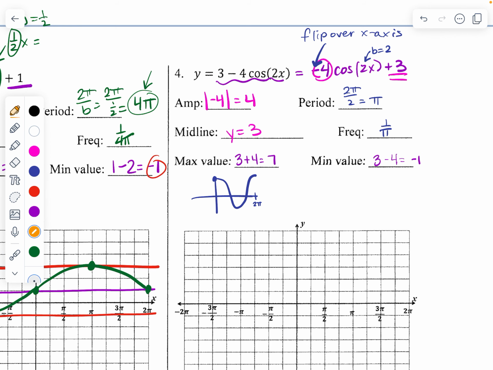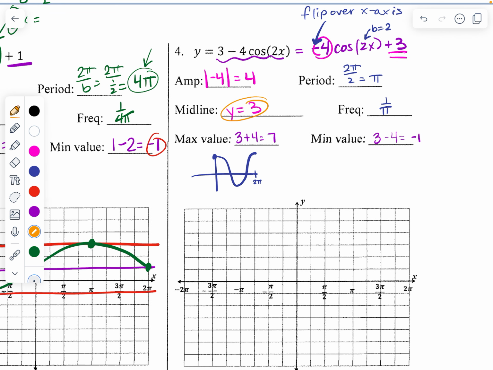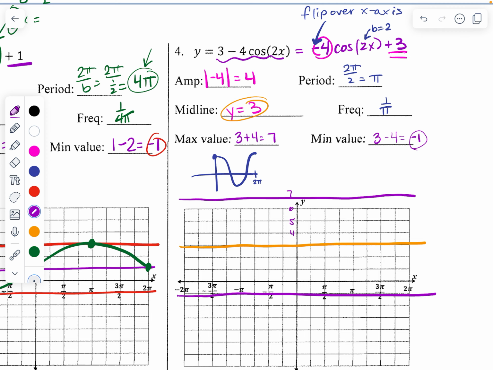So let's go ahead and graph our midline. We know our midline is y equals 3. So here's our y equals 3 midline. Our maximum's at 7, so we're going to go up. Here's 4, 5, 6, 7 is going to be up here, kind of off the graph. And our minimum value is at negative 1. So there's our range of where our graph is going to exist.